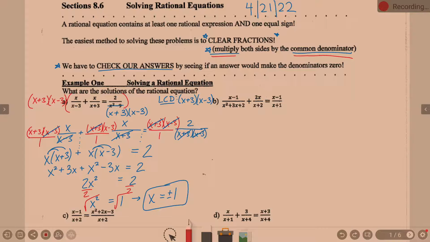Here's what I want to know. If I was doing restrictions on the variable, what would be my restrictions? If we go back and look at our denominators, what could x not equal? 3 and -3. Did I get 3 or -3 for answers? No, I got 1 and -1. Are 1 or -1 going to make any of these denominators equal to 0? No. So my 1 and -1, they check. Does that check make sense to you?